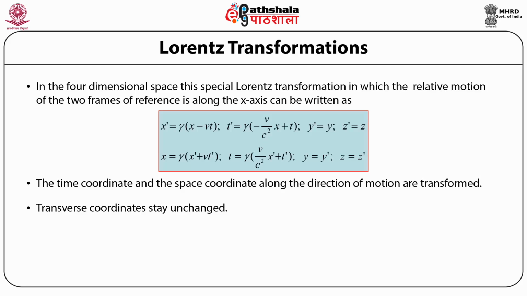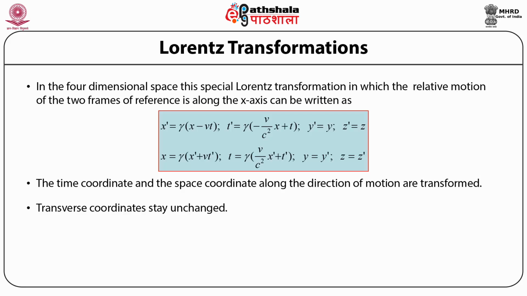So when we go from the frame of reference k to the frame of reference k prime, they are called the Lorentz transformations of the coordinate system. And when we go from the frame of reference k prime to the frame of reference k, then they are called the inverse Lorentz transformation of the coordinate system.